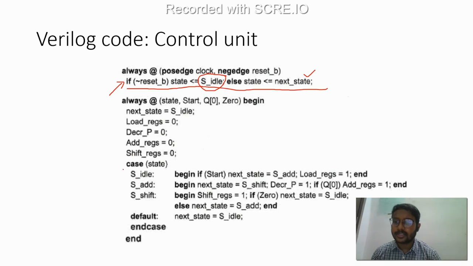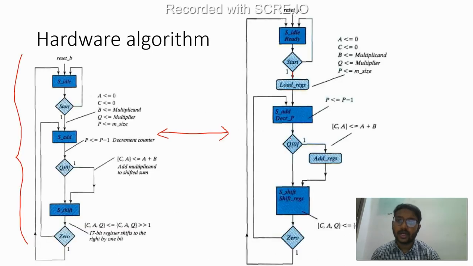And then what you do, this is the case statement. As I told you, it is very simple. You just check the state. If you are in idle state, depending on your start, if start is 1, you move to the next state, which is add. Otherwise, be in the same state as idle. Okay. If you are in S add state, once you are in S add state, your next state should be S shift state, and you decrement the P, right? Once you are in S add state, you decrement the P, and you should go to the next state.